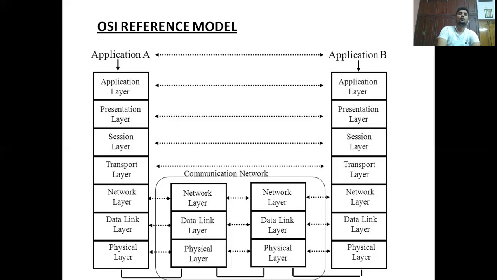First of all, what is the OSI reference model? OSI stands for Open System Interconnection, which was developed by ISO, the International Standards Organization. So that's why this model is called the ISO OSI reference model. ISO is the developer and OSI is the name. OSI stands for Open System Interconnection. As the name suggests, this is the standardization of a network.